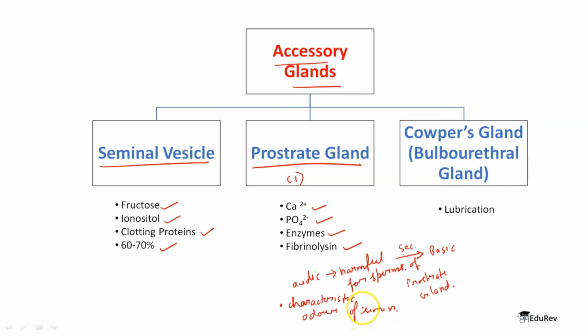Sometimes this prostate gland gets inflamed, and this condition is known as prostatitis. What is it called? Prostatitis. Now come to the next, the third gland, which is the Cowper's gland, or you can say bulbourethral gland. The secretion from this gland is responsible for the lubrication of the sperms, and it is also basic in nature.